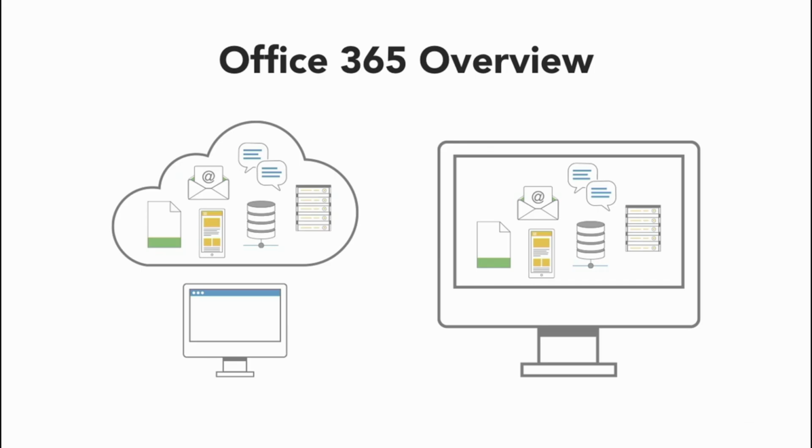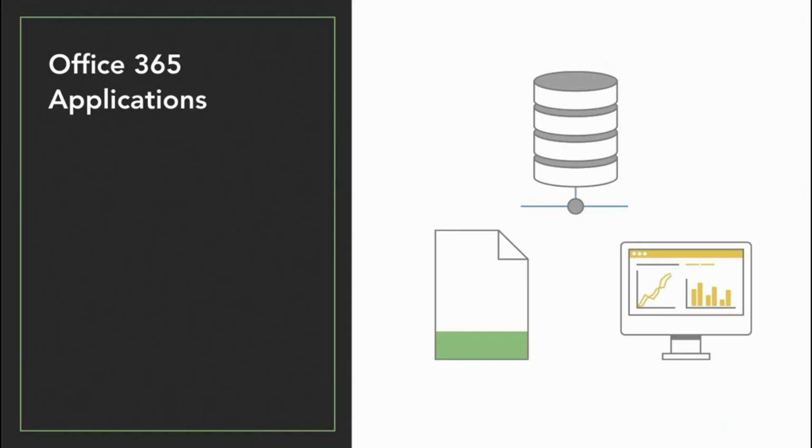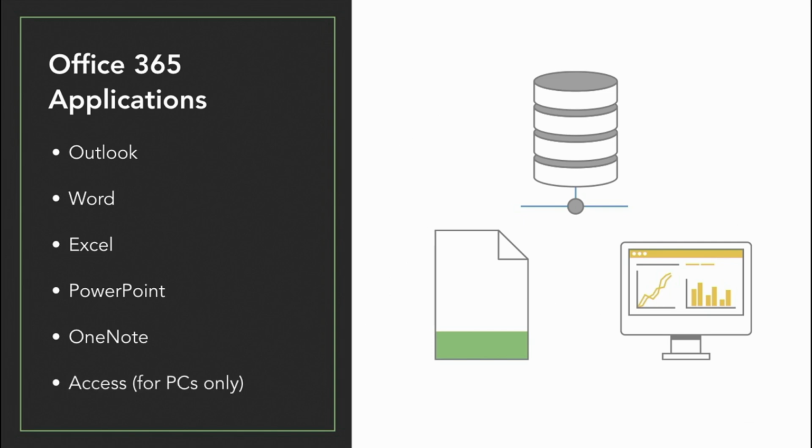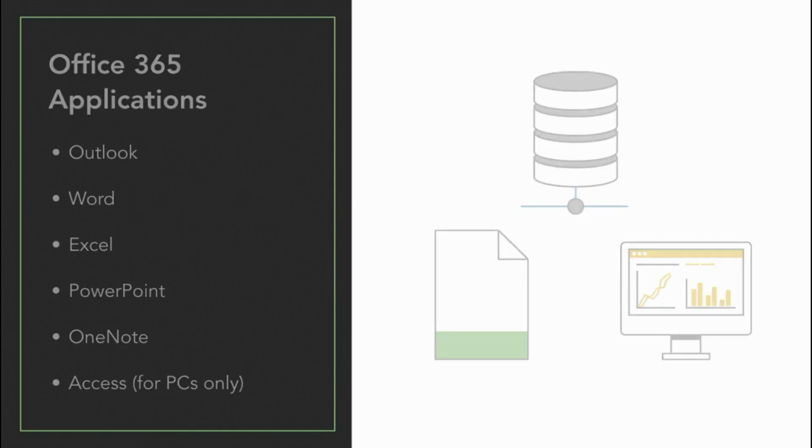An Office 365 subscription includes collaboration and teamwork services such as Exchange Online and Microsoft Teams. Office 365 applications include Outlook for email, calendaring and contacts, Word and Excel, PowerPoint for presentations, OneNote, which is a digital notebook, and the Access Database Management System, which is only available for Windows 10 PCs.